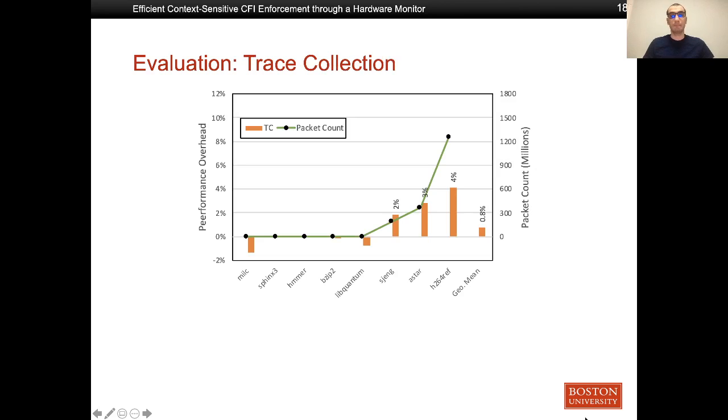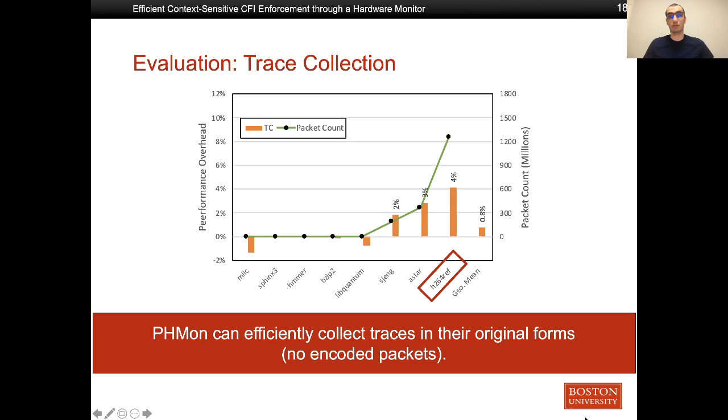these two mechanisms. First, we show that PHMON can efficiently collect traces similar to Intel Processor Trace. On the left y-axis in this figure, you see the performance overhead, and on the right axis, you see the generated packet count for each benchmark. If you look at the packet-intensive H.264 benchmark, even that incurs performance overhead of less than 5%, and on average, the performance overhead for trace collection is less than 1%, meaning that PHMON can efficiently collect traces in their original forms without performing any encoding.